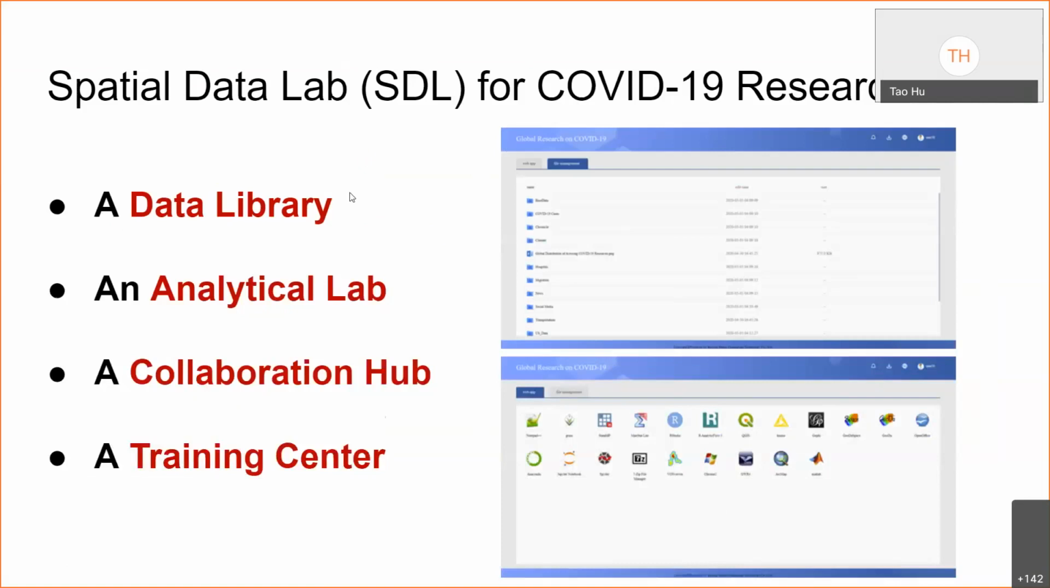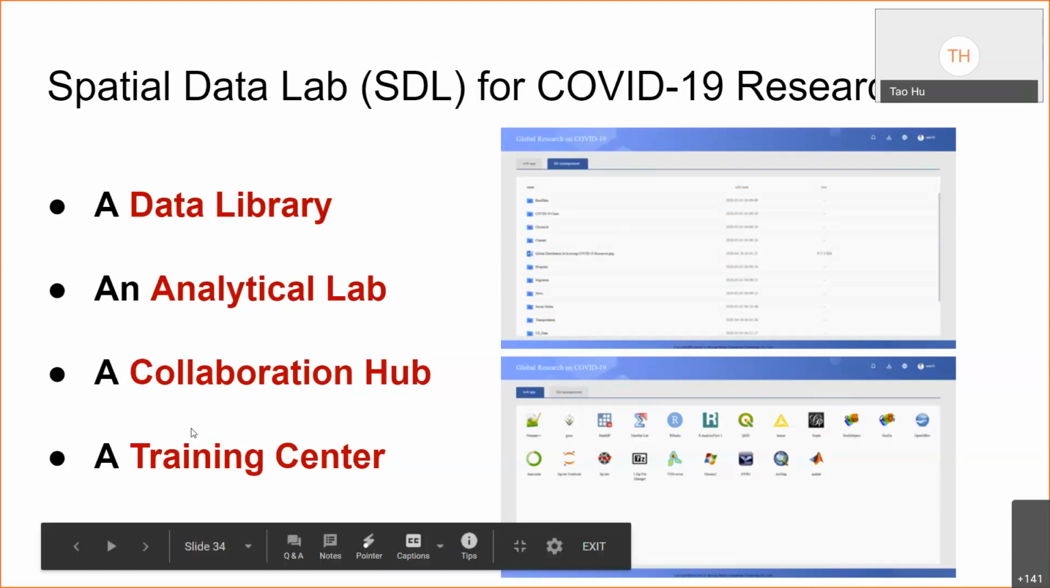One is the data library, which can be used to share all the datasets among the users. The second is an analytical lab, which provides a variety of tools to analyze the data, and the data, tools and processing results can be shared. The third one is the collaboration lab, so all the data, tools, procedures and results can be shared among researchers on the lab. And finally, it is also a training center. It can be used for educating and training.